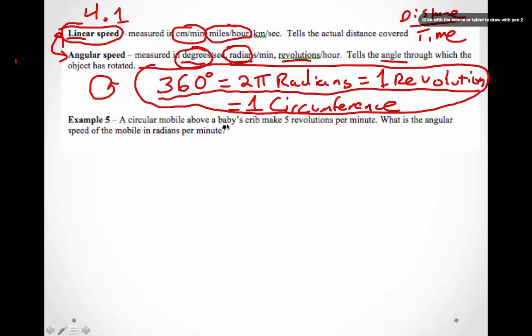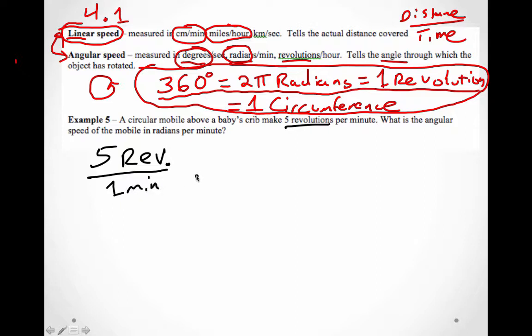So we say a circular mobile above a baby's crib makes 5 revolutions per minute. So that's currently an angular speed. 5 revolutions per 1 minute. What is the angular speed in radians per minute?